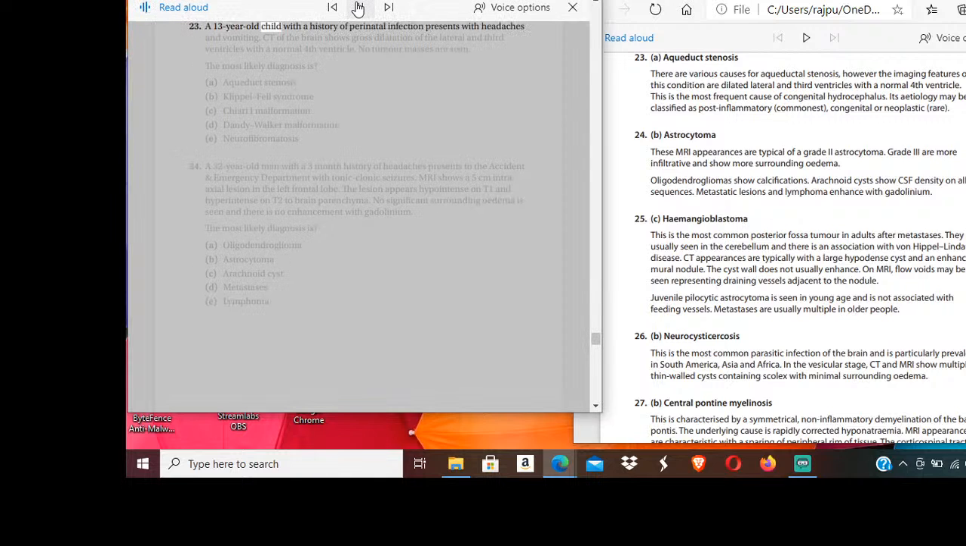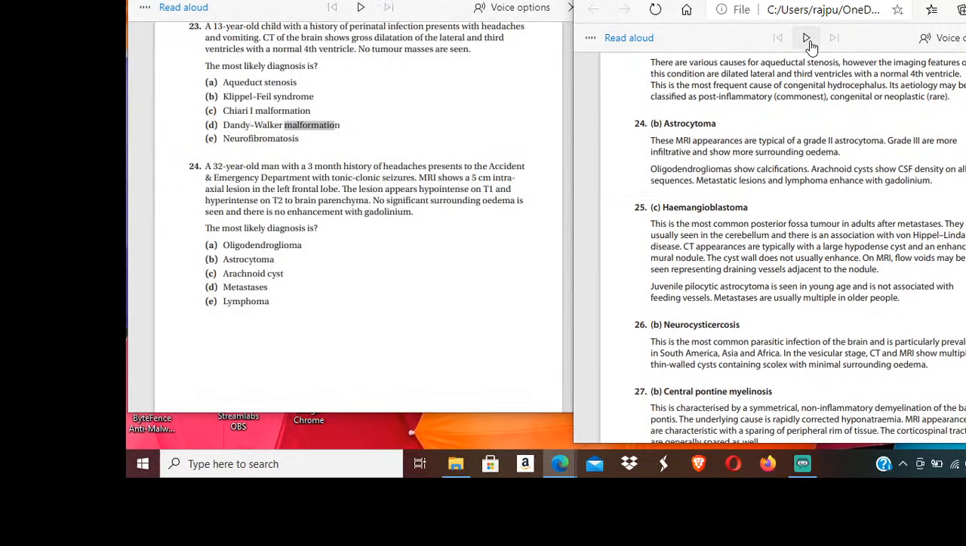23. A 13-year-old child with a history of perinatal infection presents with headaches and vomiting. CT of the brain shows gross dilatation of the lateral and third ventricles with a normal fourth ventricle. No tumor masses are seen. The most likely diagnosis is A. Aqueduct Stenosis, B. Klippel-Feil Syndrome, C. Chiari Malformation, D. Dandy-Walker Malformation.